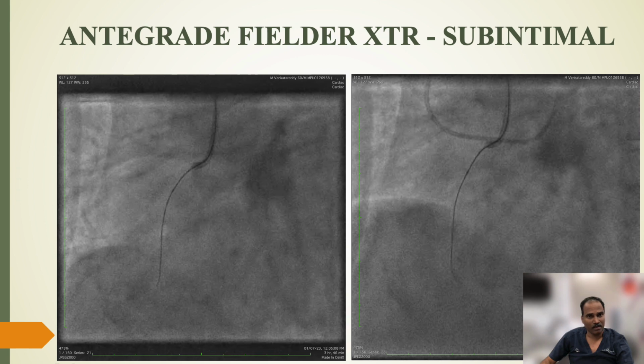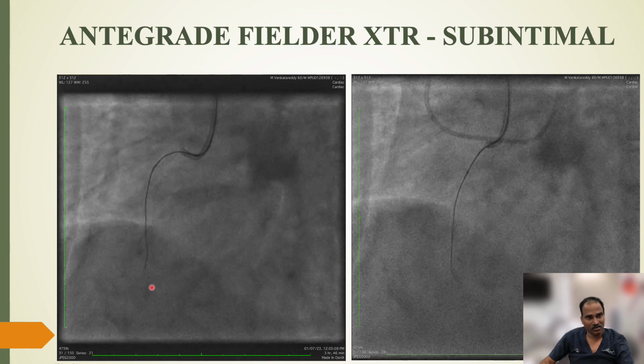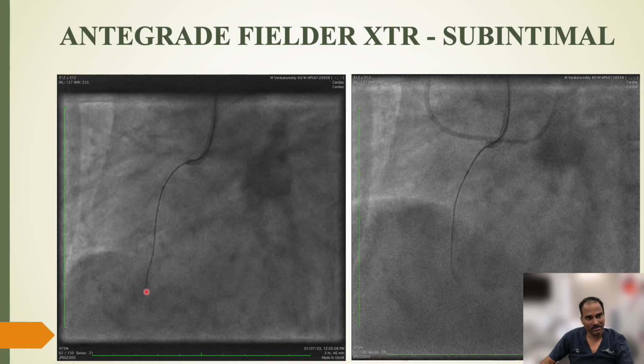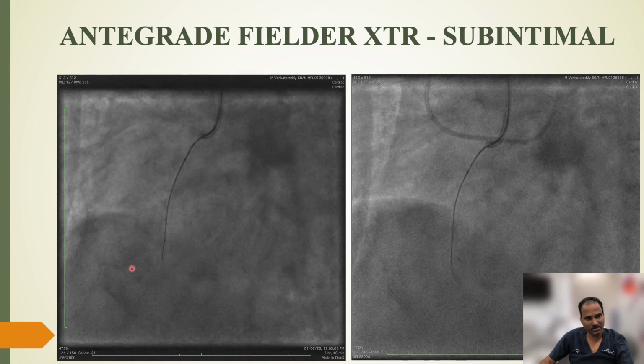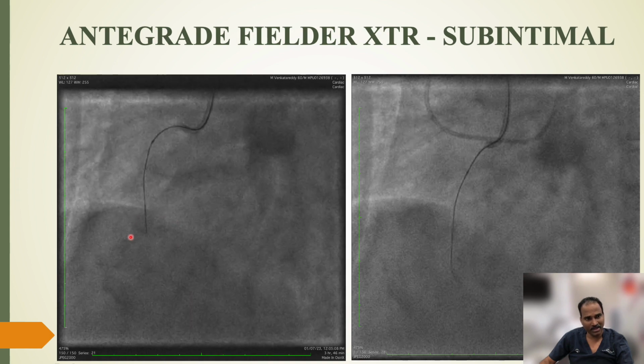So yeah, the first operator started this case. You can see here with a single guide, no dual injection, and this is how they started wiring. See, and you can see the movement of the wire. So this kind of buckling of wire happens when wire is subintimal, and there is a true lumen from here in the vessel. So, but still the wire is buckling. That says it is subintimal.